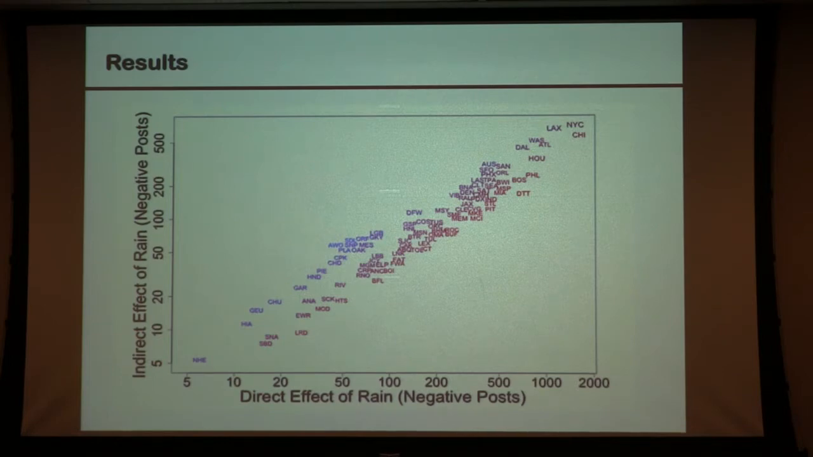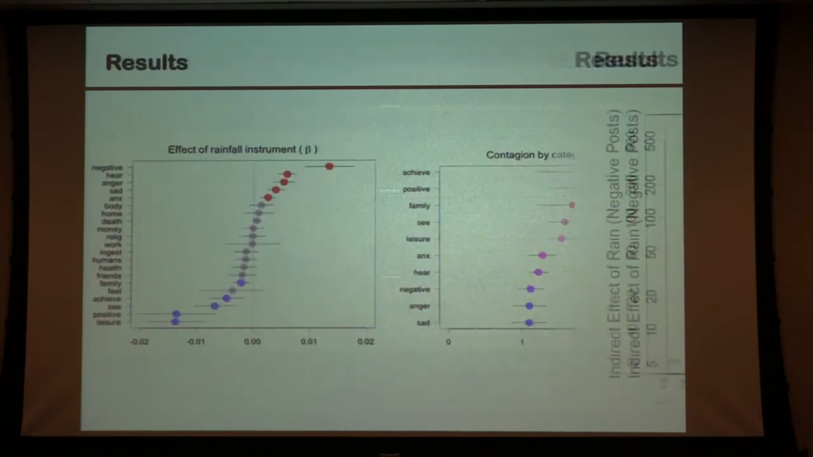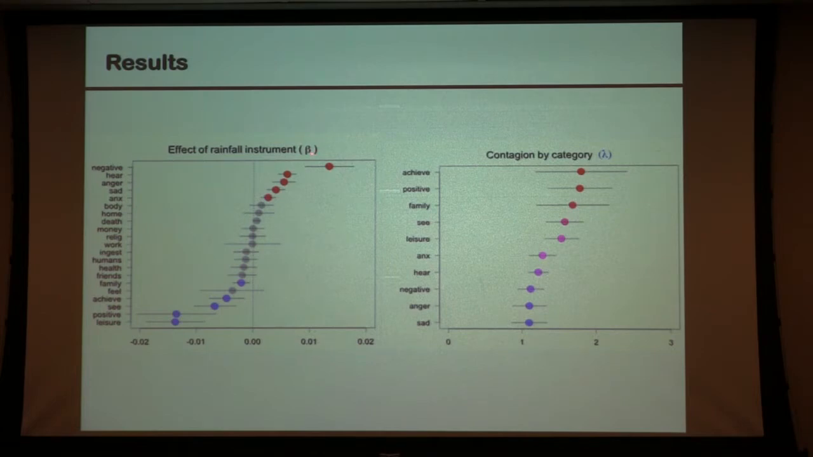Okay. More precisely, let's look at this other graph. These are the estimated parameters, beta and lambda. Beta is the effect on the instrument, and lambda is the contagion effect.